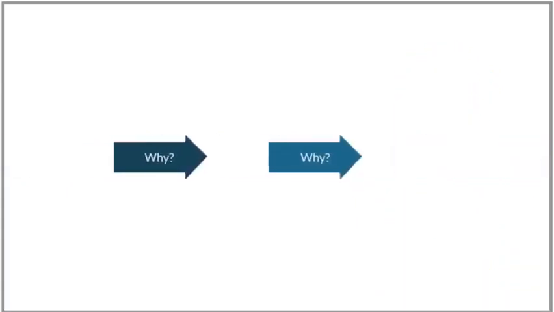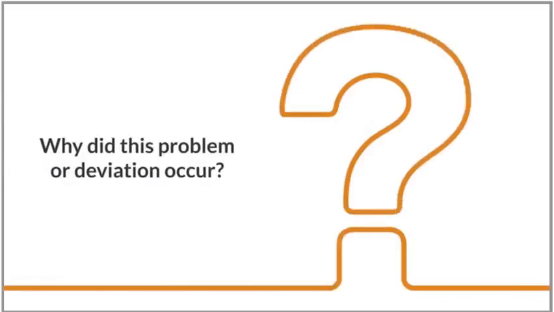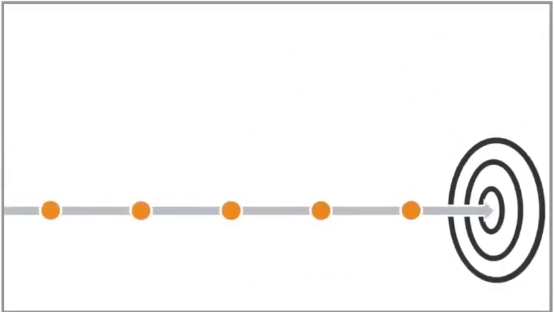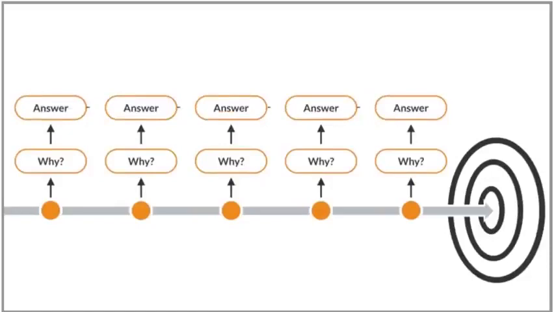The 5 whys will typically start with the question, why did this problem or deviation occur? When you have the answer to this first why question, you ask a follow-on question that also begins with why, but uses the information provided in the previous answer. This is repeated until you understand the problem.